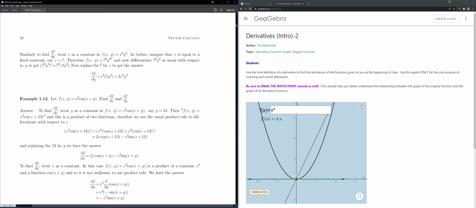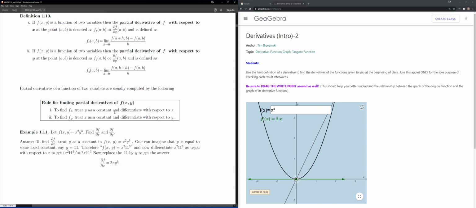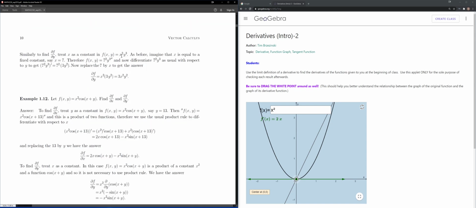Okay, so let's do a next one. I have the same function over here, x squared y cubed, and now I want to differentiate with respect to y. The rule is that if I want to differentiate with respect to y, now you're going to treat x as a constant. So here I'm going to differentiate with respect to y, and I'm not going to substitute values. If you want, you could read this and see, but we just do it over here.